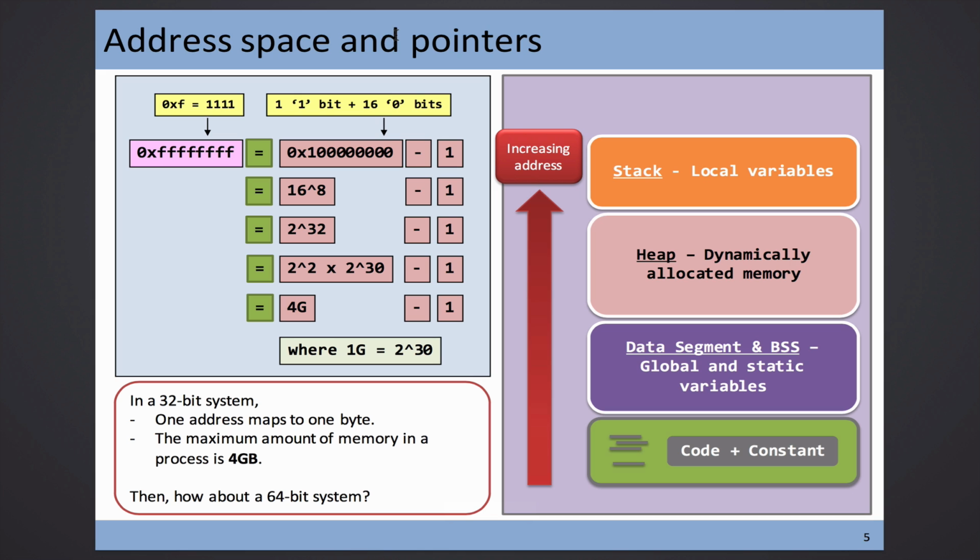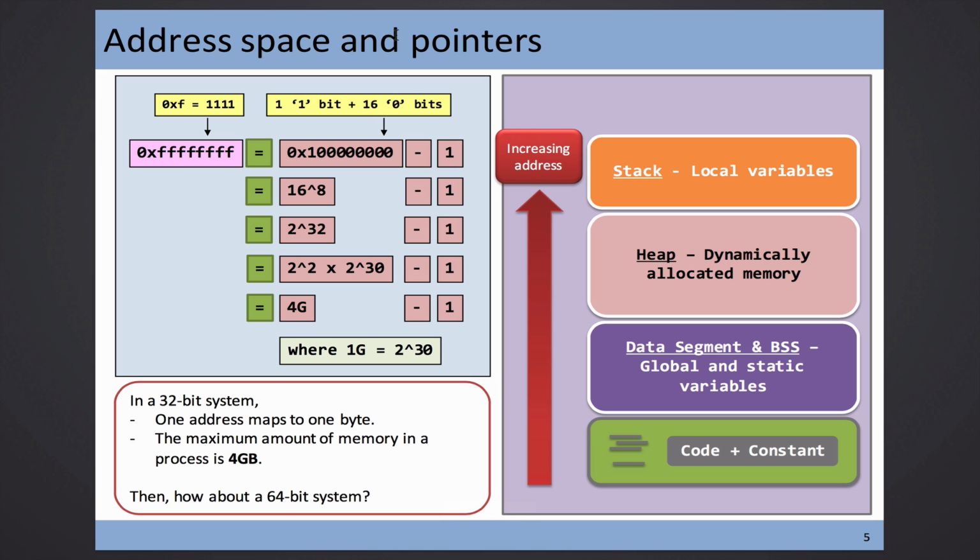Why is it? F is 4 bits, and 4 times 8 is 32 bits. Okay? So the biggest address is all set to 1. And you do some transformation and you understand it is 4G minus 1. That means under a 32-bit CPU, every process can allocate at most 4 GB of RAM.